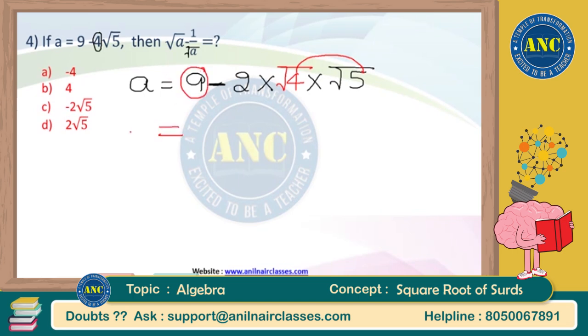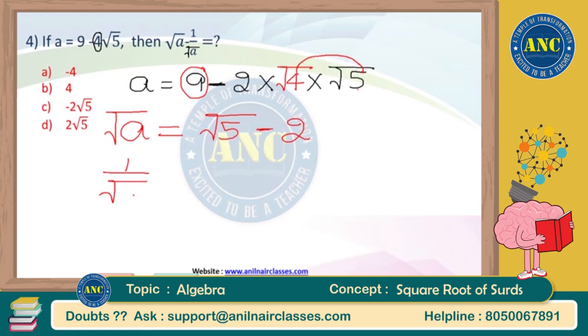So directly I can write a value as root 4 minus root 5. But the actual thing is root 5 is greater than root 4. So write it as root 5 minus root 4. Root 4 is 2. So a value is root 5 minus 2 whole square. But question says root a. All these things you should eliminate then and there itself. Root a is root 5 minus 2. That's all. Now I want to find 1 by root a.